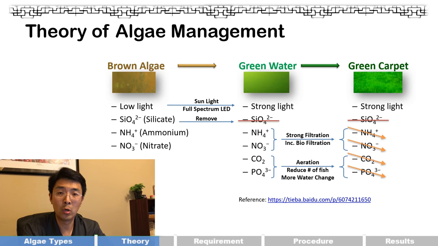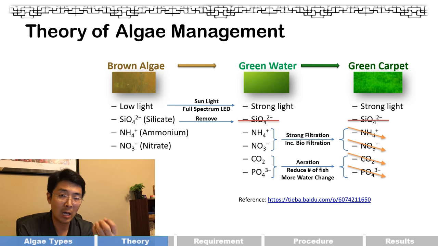If you don't have green water, you're not gonna have green carpet algae. Let me explain this. If you only have strong light, no silicate, very low level ammonium nitrate, or very low level carbon dioxide or phosphate, you're still not able to create green carpet algae. Why? You are missing the seeds of algae, or the algae seed.